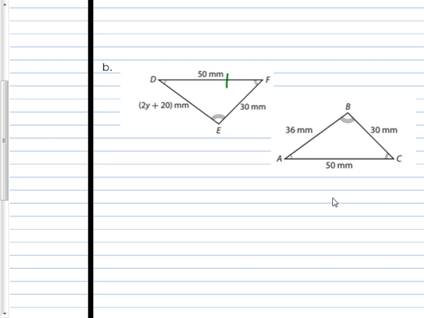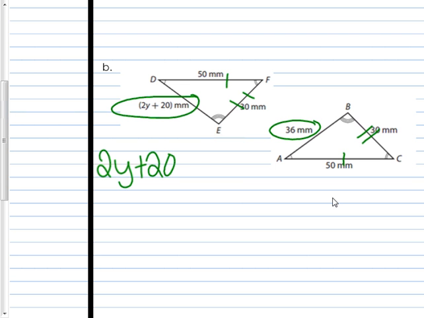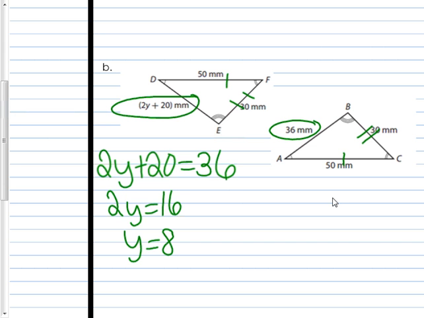I noticed that this side is 50 millimeters, and this side is 50 millimeters, and this side is 30 millimeters, and this side is 30 millimeters. So this side is 36 millimeters, but this one doesn't have it. In order to find the variable, we need to set them up to be congruent to each other. So 2y plus 20 equals 36. 2y equals 16. y equals 8.